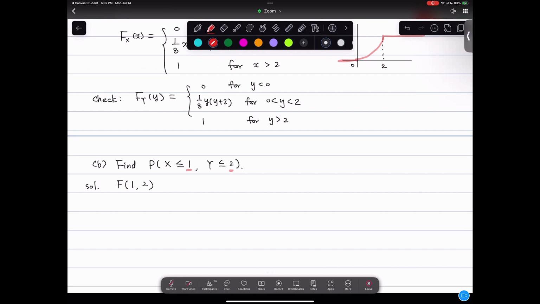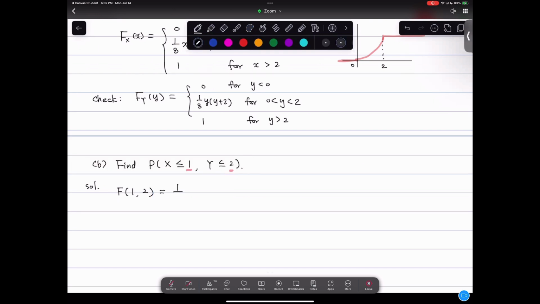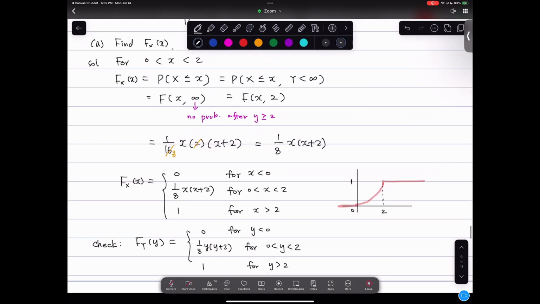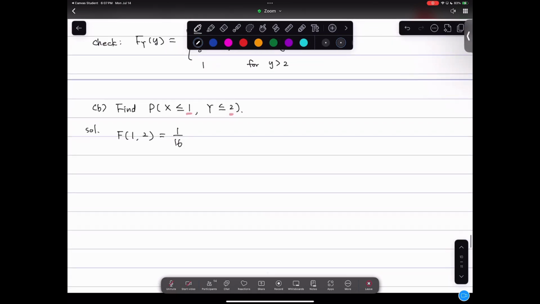So all I have to do is use my joint CDF, which is 1 over 16 right here, x times y times x plus y. So x times y, so 1 times 2, and 1 plus 2. So that should be done, 3 over 8. So this is your probability.